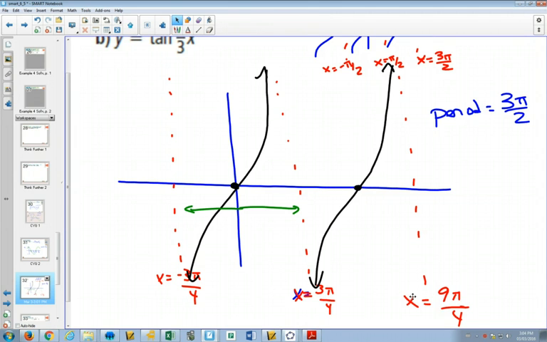So for the tan graph, what you're going to do as a starting point is you're going to start with your asymptotes. And you're going to figure out where your asymptotes are going to be. And then you can draw the same shape that you had from before.